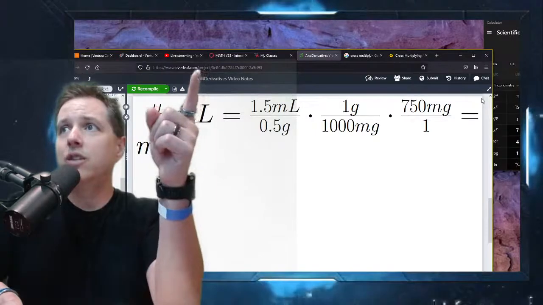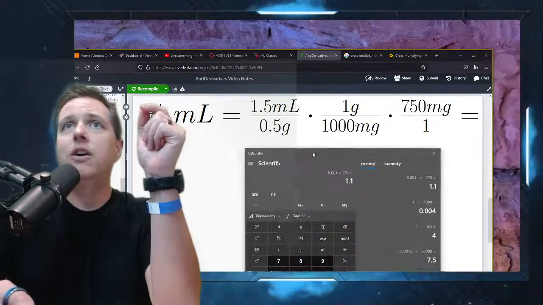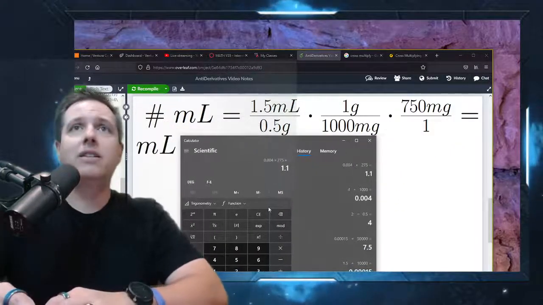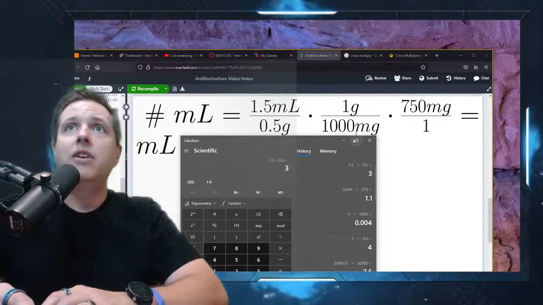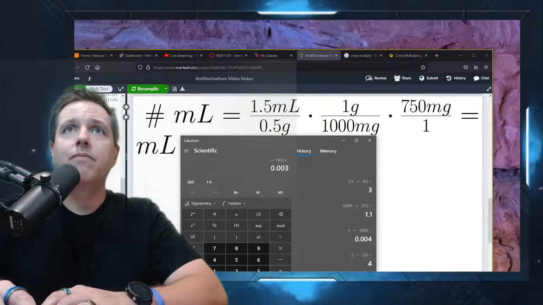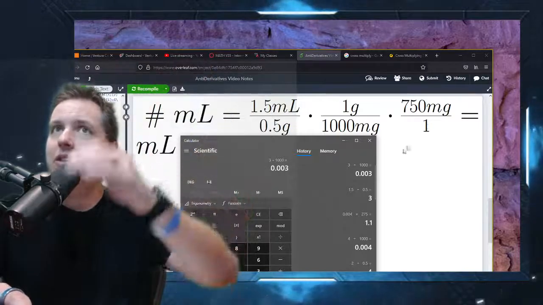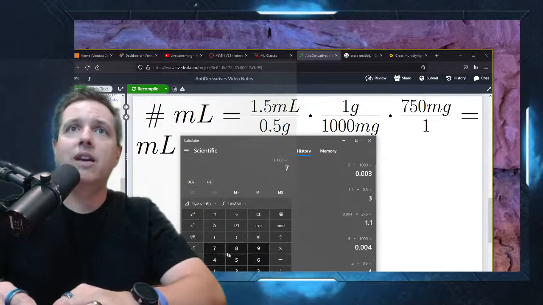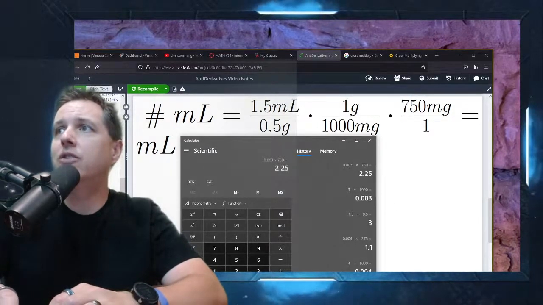So when we go through and do this calculation, we should end up with the correct amount that we want. So this is telling us that I should be taking 1.5 and dividing it by 0.5 to get 3, and then dividing that by 1,000, and then multiplying by 750. If it's in the top, you multiply. If it's in the bottom, you divide. So times 750, and we get 2.25, which should be our answer.